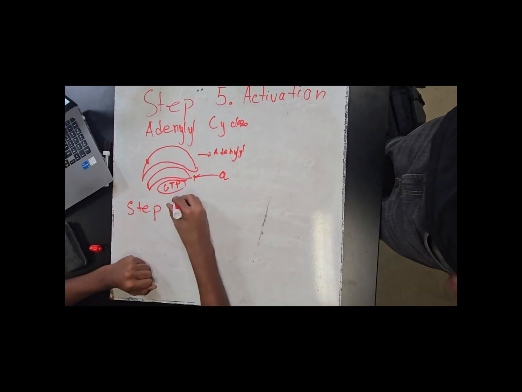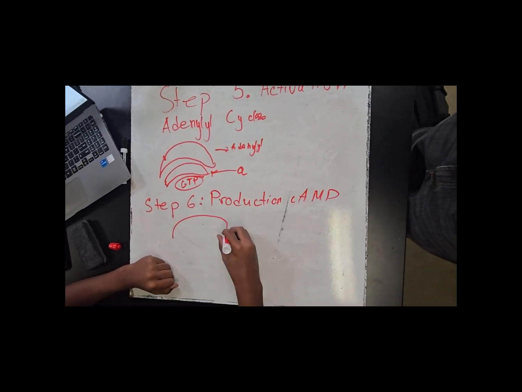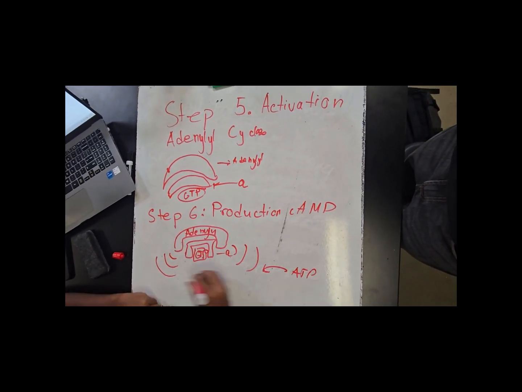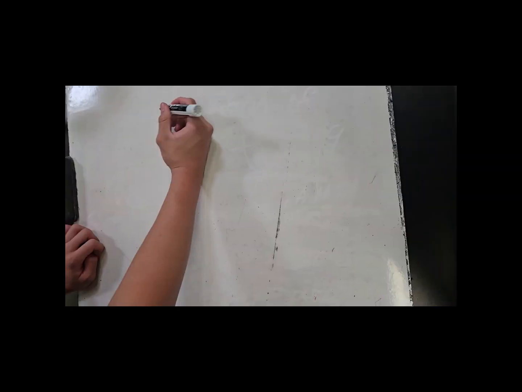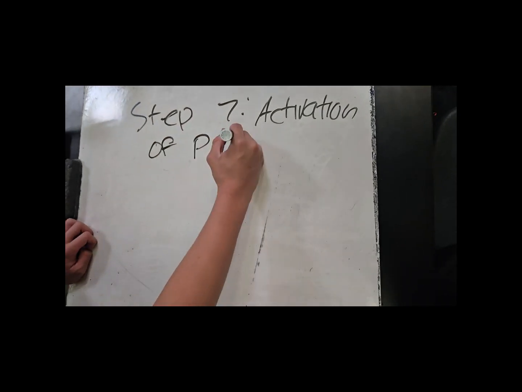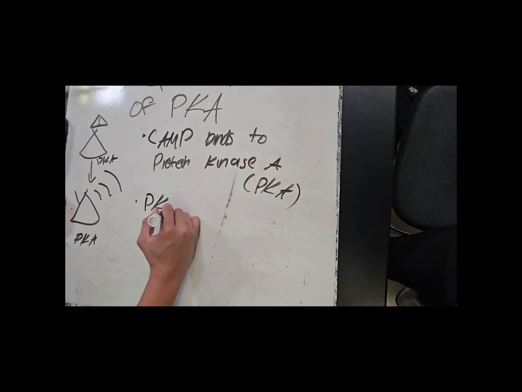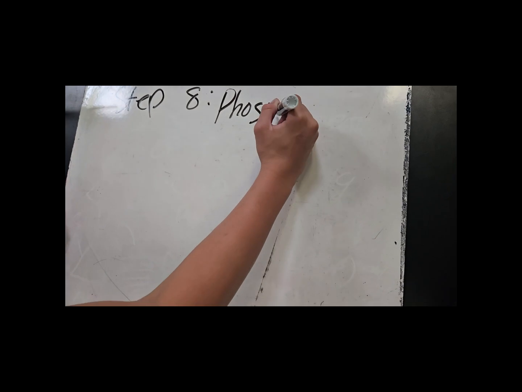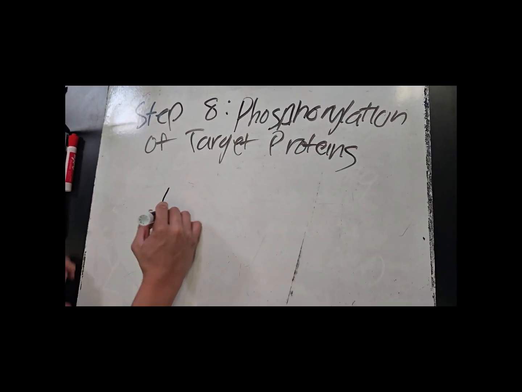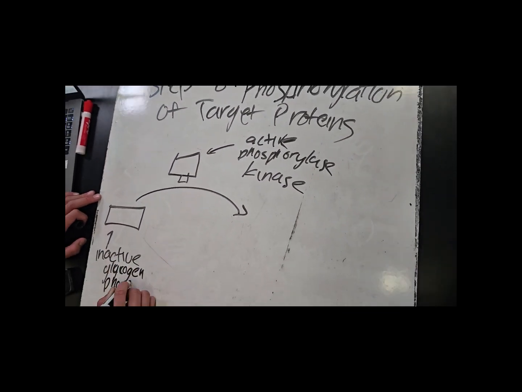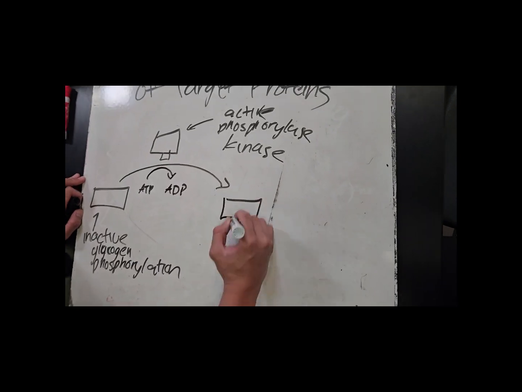Step 5. Activation of adenylyl cyclase. Alpha with GTP binds to and activates adenylyl cyclase. Step 6. Production of cAMP. Adenylyl cyclase converts ATP to cAMP. cAMP levels rise inside the cell. Step 7. Activation of PKA. cAMP binds to protein kinase A, PKA, and PKA becomes active. Step 8. Phosphorylation of target proteins. PKA phosphorylates specific proteins. In liver cells, this activates phosphorylase kinase, and also activates glycogen phosphorylase and inhibits glycogen synthase.